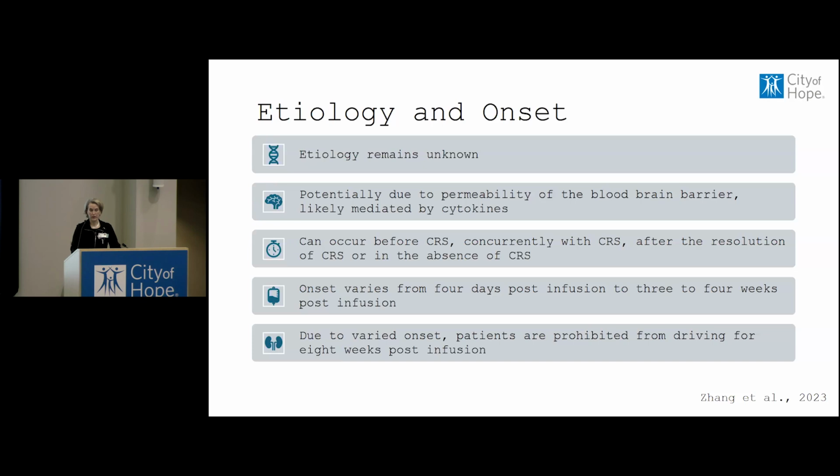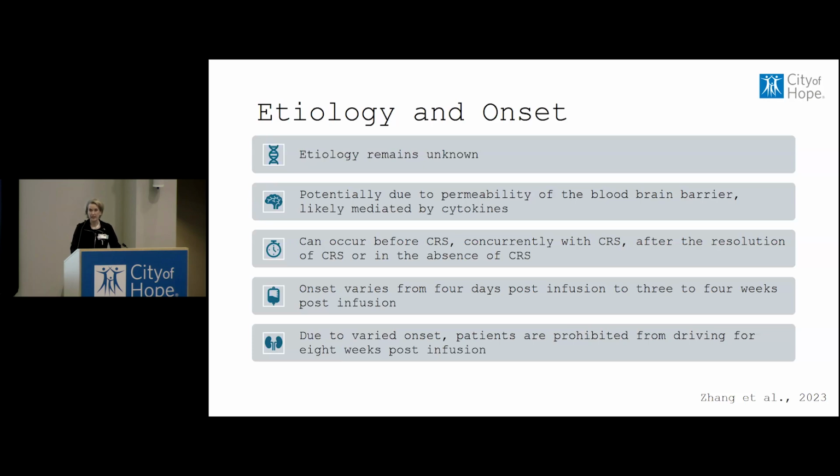Due to the varied onset, patients who have been treated with CAR T cell therapy are prohibited from driving or operating machinery for 8 weeks post-infusion. This does require them to have a caregiver who can transport them to and from appointments, as they are frequently reevaluated for their response to CAR T cell therapy and possible side effects post-infusion.